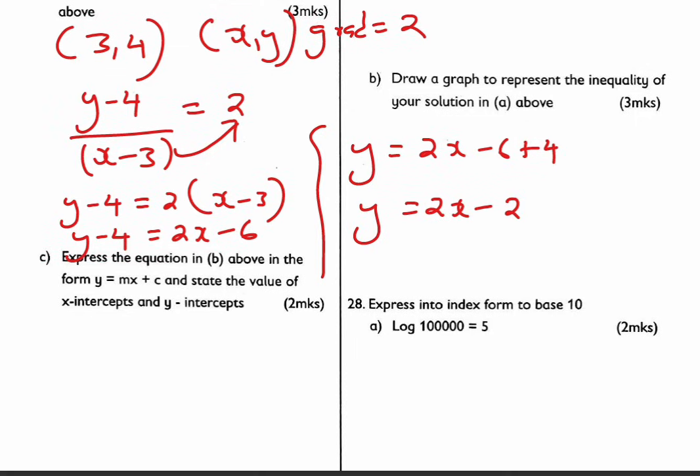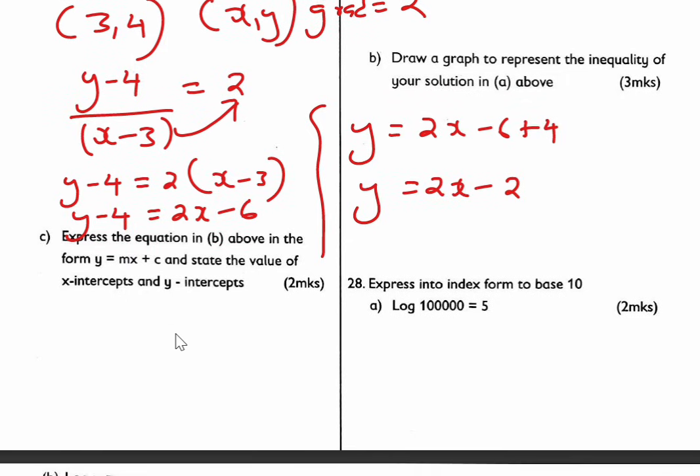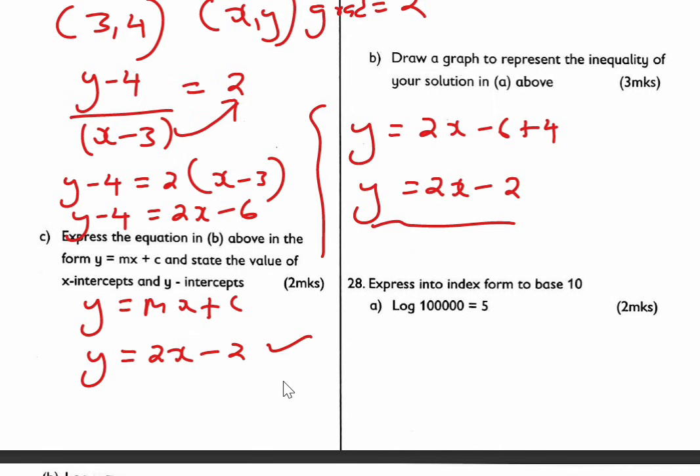Part C. Express the equation in B above in the form y is equal to mx plus c. Then state the values of the x-intercept and y-intercept. So this is the form already. You can see y is equal to mx plus c. So it is the same. On the left we have y is equal to, on the right we have mx plus c. So here you can see we have y, then we have 2x minus 2. So that is okay.